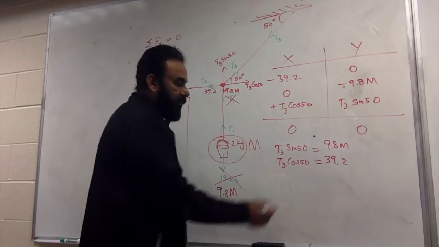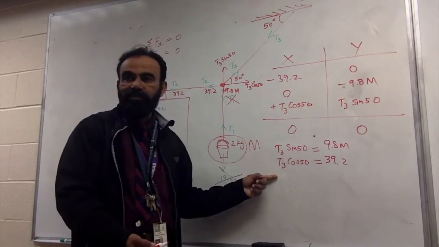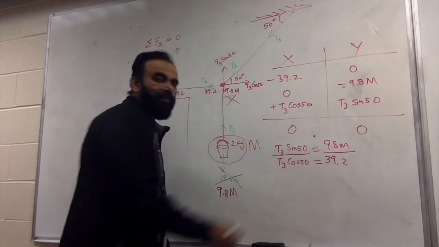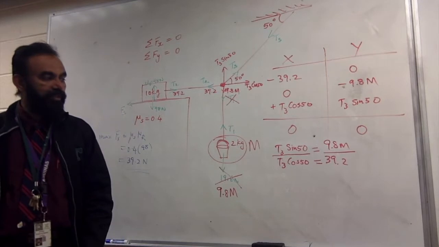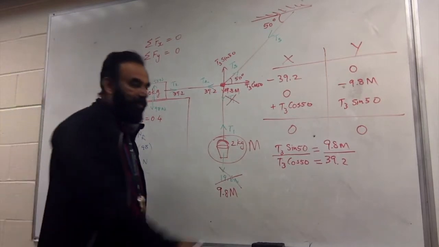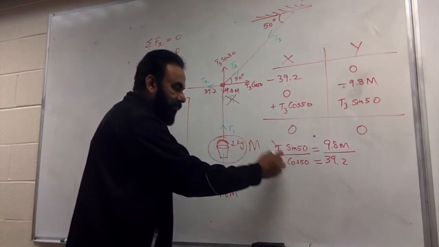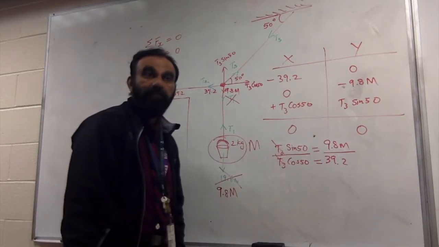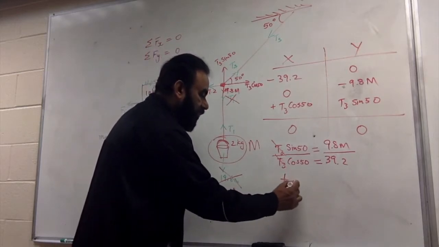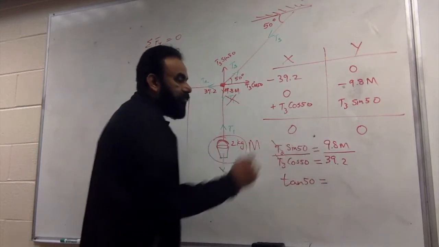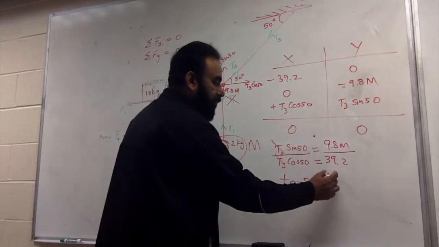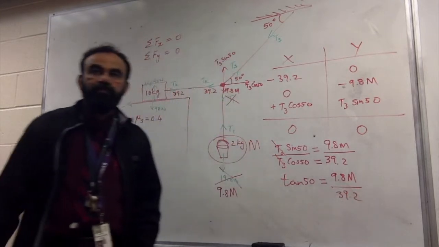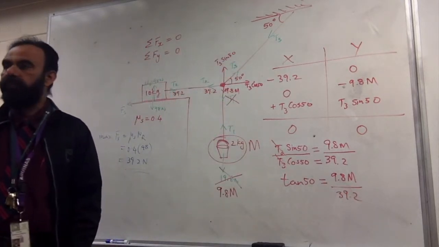Now see what I'm going to do to solve, because I'm not concerned about T3. I'm just going to divide equation 1 by equation 2. What happens to T3? It cancels out. What is sine 50 over cosine 50? Tangent 50 is equal to 9.8 m over 39.2. Can you figure out m from there? Do it.